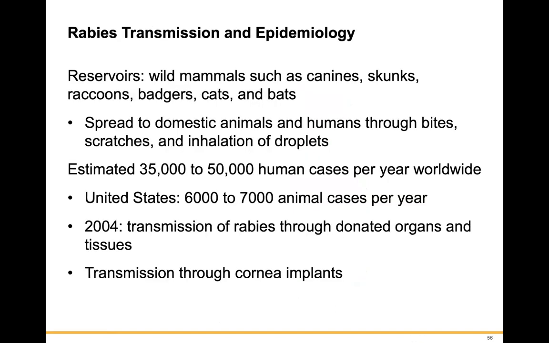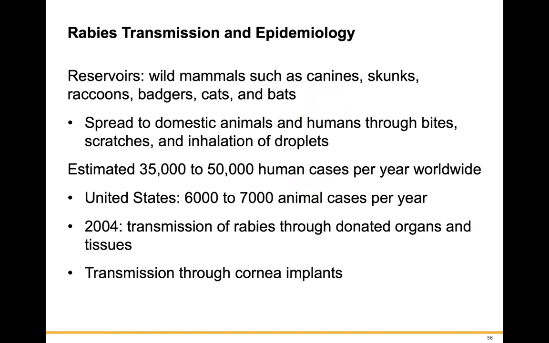Rabies transmission. Wild mammals such as canines, skunks, raccoons, badgers, cats, bats. A lot of our domesticated animals, though, are vaccinated, so we don't really see that as a huge source. Spread to domestic animals and humans through bites, scratches, and inhalation of droplets. It's estimated that there are 35 to 50,000 human cases worldwide. In the United States, that accounts for about 6,000 to 7,000 animal cases per year.